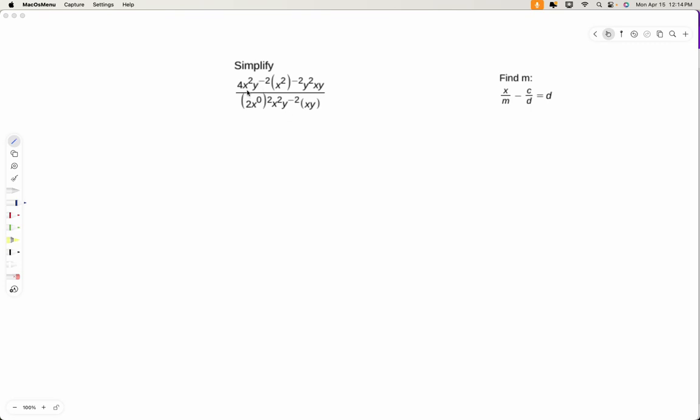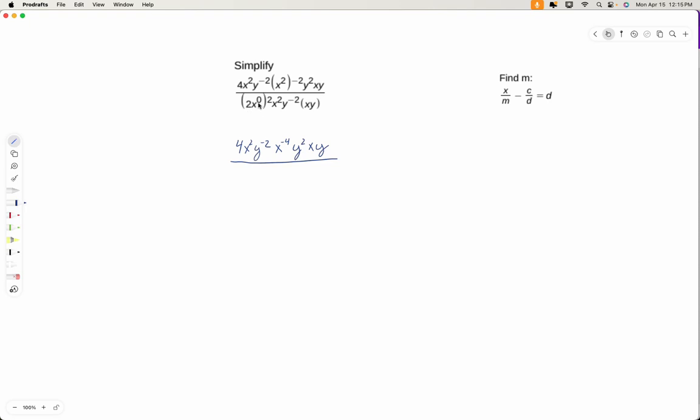So we've got in the numerator, let's simplify the numerator first. We've got 4, and then we've got x squared y to the negative 2, x squared to the negative 2 power. So that would be x to the negative 4 because we multiply, and then y squared, x, and y. So that is the first step in simplifying the numerator. Now we're going to simplify the denominator.